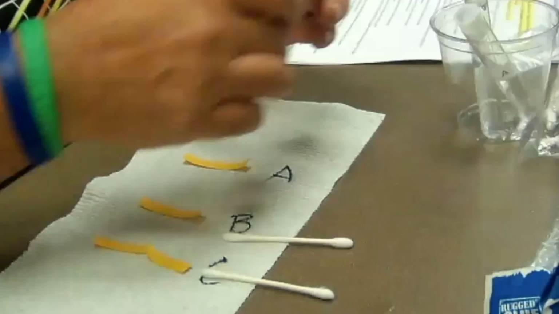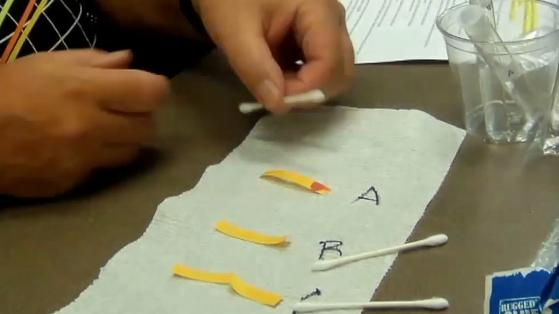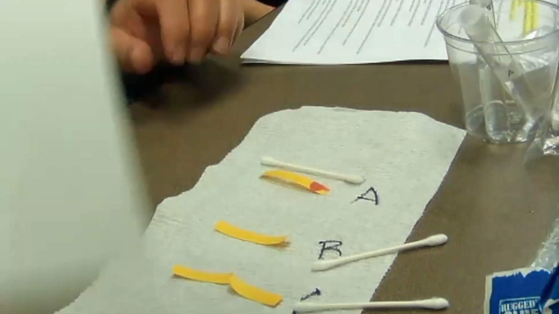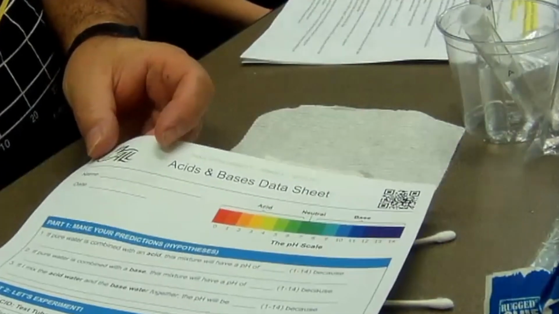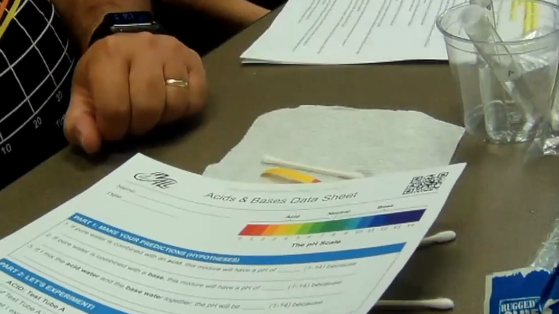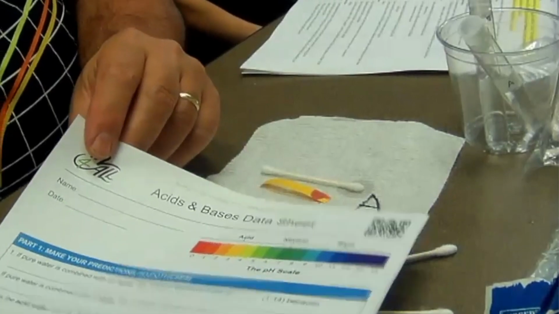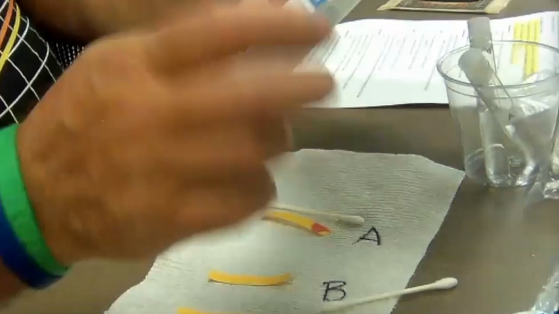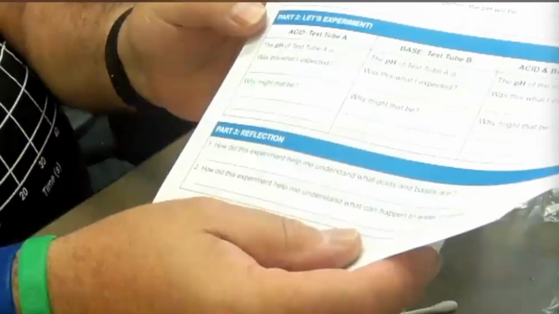And then just touch it to the papers. And so what the students then need to do is they need to take their pH scale on their data sheet, and they need to compare the color and decide on what pH that is. Every student should be doing this. So it's kind of fun to do. And then they just need to record that data on the data sheet in the appropriate spot.